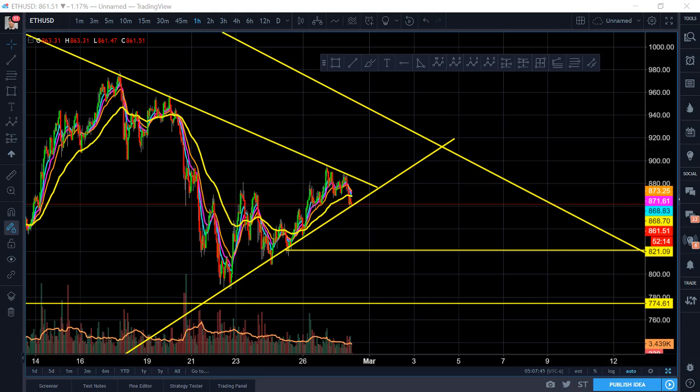So make sure you guys are drawing your triangles very accordingly on here. Make sure you guys try to mimic what I'm doing as well. Make sure we understand the triangles and how they behave, and triangles such as symmetric triangles, falling wedges, rising wedges, ascending triangles, descending triangles as well. And you guys are going to be on your way to becoming a much better trader.